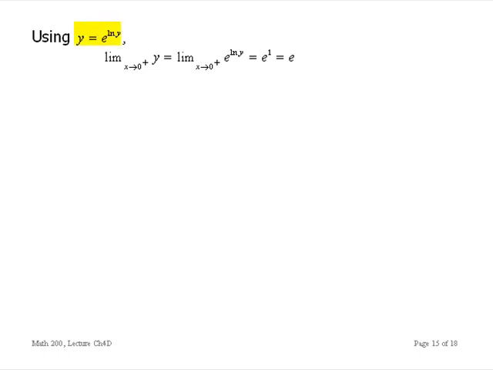y is equal to e raised to the natural log of y. So I will rewrite the limit of y as the limit of e raised to the natural log of y. But from the previous page, I know that the limit of the natural log of y was 1 because I just computed it. So this is e to the 1, and the answer is e. All right, let's look back on that again.